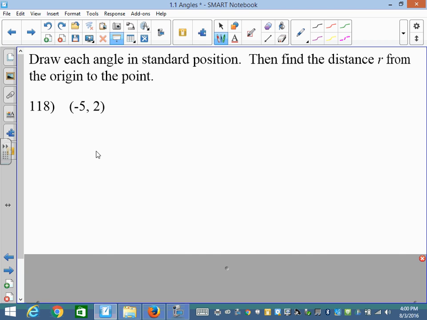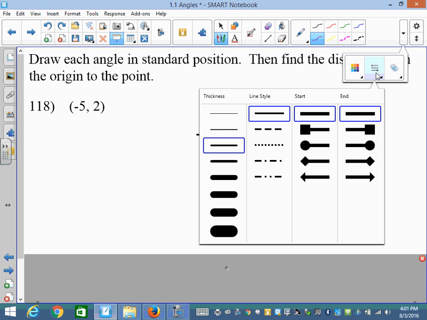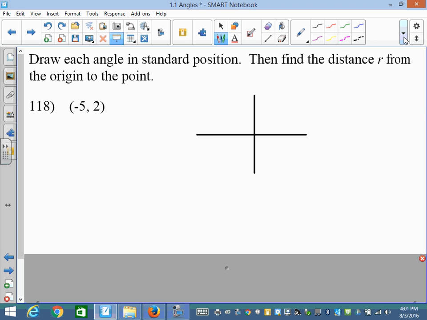I promise I will. Okay, draw each angle in standard position, then find the distance r from the origin to the point. So I'm going to get my handy dandy lines out so I have straight lines. My y-axis, my x-axis. Ladies and gentlemen, this is just an ordered pair. I need to make sure that you understand that you're just going to plot that point, and you can estimate. You go, oh, -5 is over here somewhere, +2 is up here somewhere, so that point is somewhere around there.